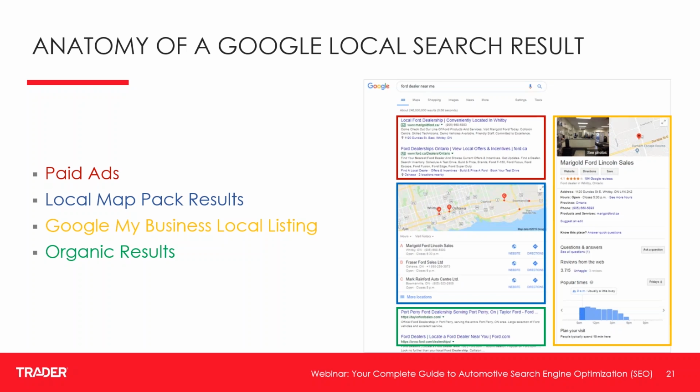Your Google My Business listing on the right-hand side, all of that information. SEO plays a part in optimizing all of that, ensuring that information is accurate for the customer. And then the organic search results down at the bottom. Also, absolutely how SEO can help influence that section as well.